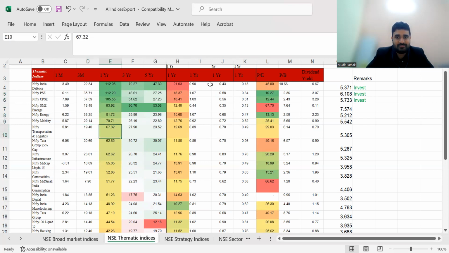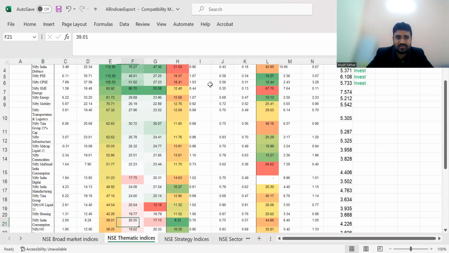Moving on, there are still other indices, like consumption. Consumption has not given a very good return. It's given 39% because it's a defensive sector. You can see a lot of other indices. Infrastructure is one very good performing index, with 62% return. That's a tremendous return, and with a low P by E. That means there's still value unlocking left.